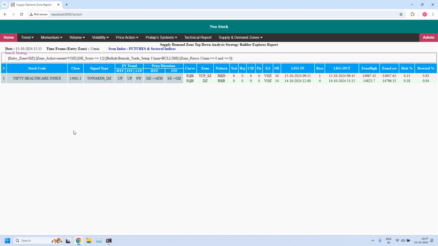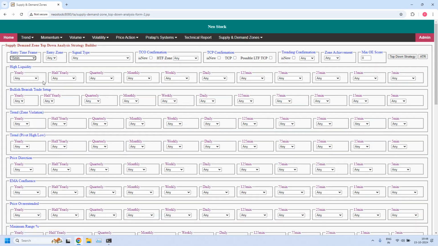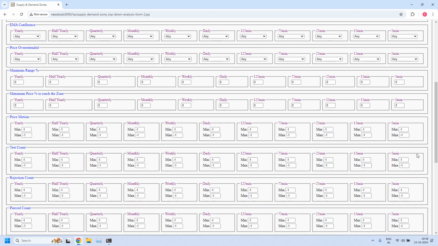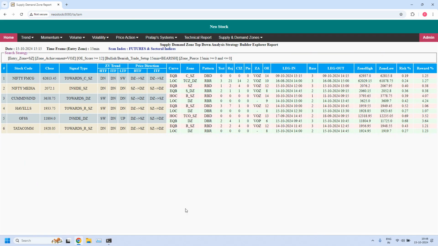So now let's look for the bearish trade setup for daily income trade. Entry time frame 15 minutes, entry zone is supply zone. In bullish or bearish trade setup at 15 minutes, I am selecting bearish. The 15 minute supply zone should not be pierced. So in the pierced count at 15 minutes time frame, I am setting minimum value 0, maximum value 0. Zone achievement violated opposing zone, minimum order enhancer score 12. All the 3 filters are applied to the 15 minute supply zone. We got 6 stocks. So these 6 stocks are currently supporting the bearish trade setup for daily income trade, that is entry time frame 15 minutes.